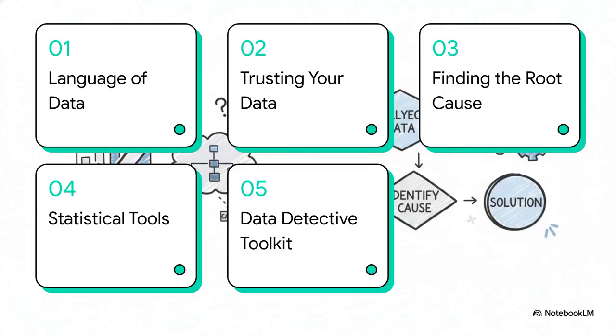So in this explainer, we're going to build what I like to call a data detective's toolkit. First up, we've got to learn to speak the language of data. Then we'll make sure our clues are actually trustworthy. After that, we'll go on the hunt for the real root cause, check out some tools to confirm our suspicions, and finally, put it all together to solve the case.